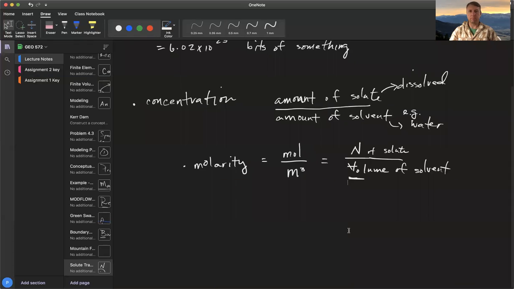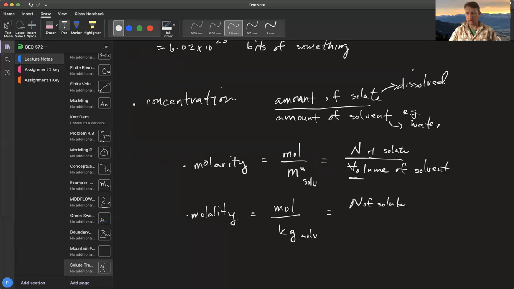All right. The other one is molality. And this is moles per kilogram of solvent. All right, so this is number of solute particles per mass of solvent. All right, and the key here is that for molality, we're using mass.